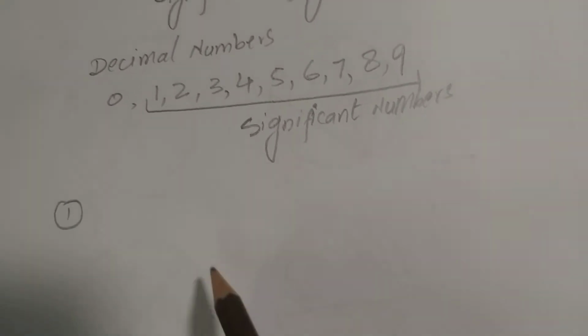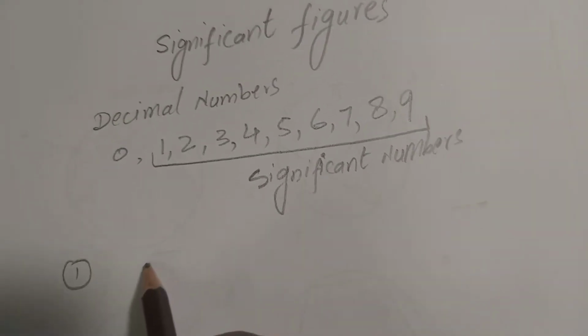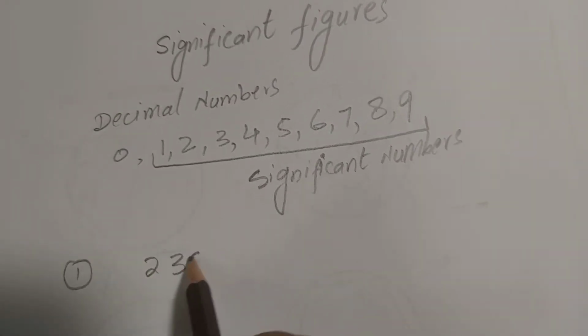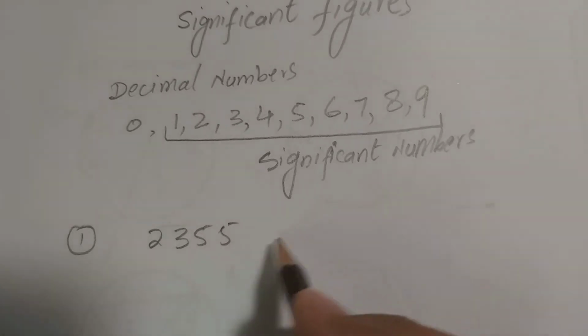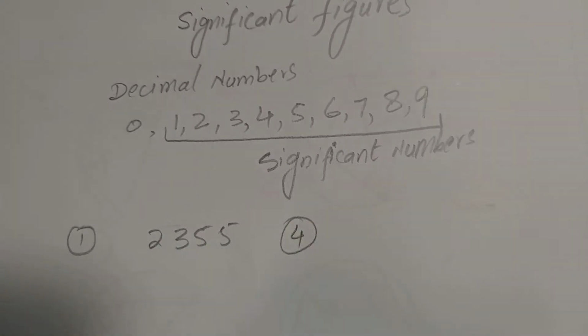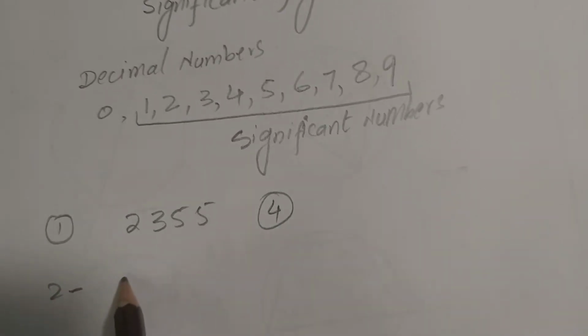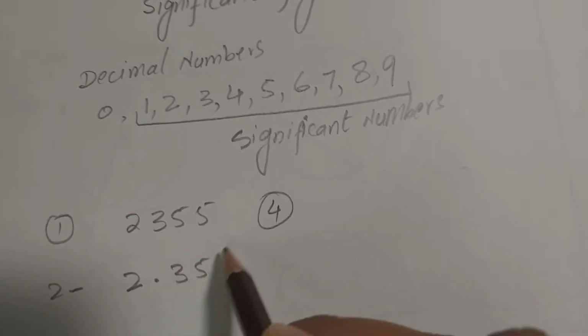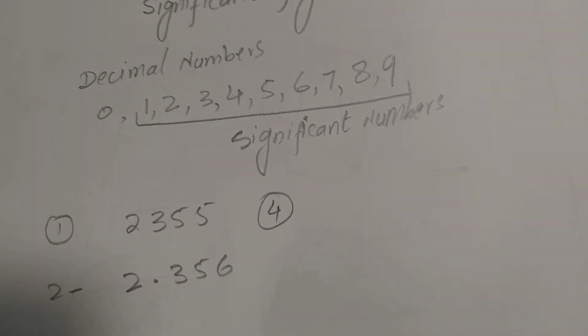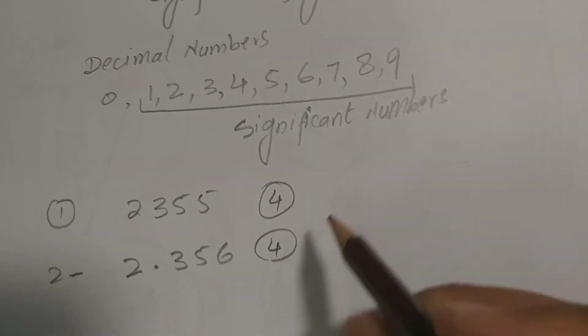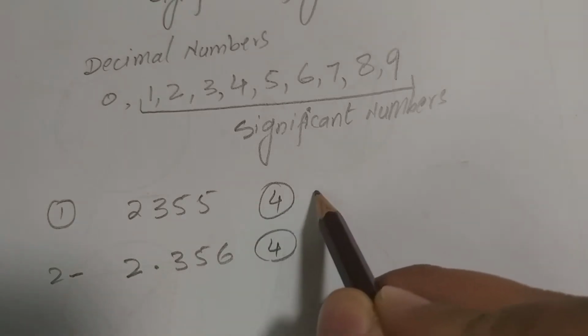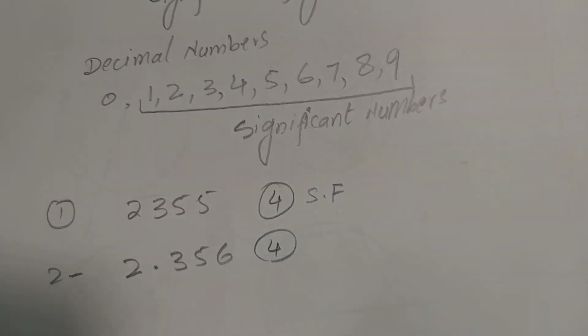Number 1: let's suppose I have 2355. Because all are non-zero numbers, they are significant. So this has 4 significant figures. Number 2: 2.356, for example. This also has 4 significant figures. You can say 4 SF, which means significant figures.